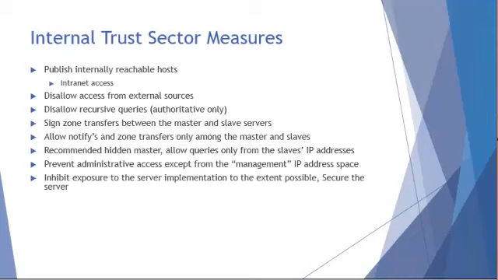You want to inhibit exposure of the server implementation. Sometimes you can run a dig for the version.bind CHAOS TXT record, basically just a way to issue a query to a DNS server to find out what version of BIND it's running, for example. That can be used by an attacker to identify vulnerabilities that might exist in that version of BIND and try to exploit those. So you want to try to hide that information. It's really not necessary. Again, with your inventory of your DNS servers, you should track that out of band.